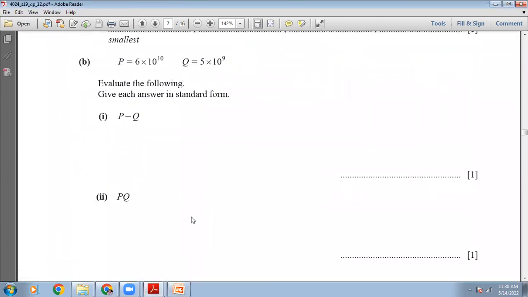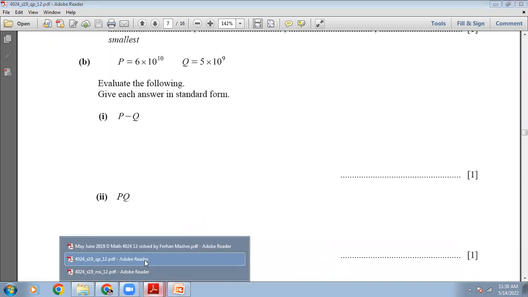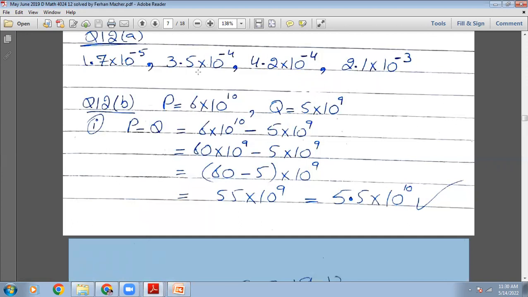question, and that is the B part. It's a very famous question. P is given, it's a number given in standard form. Q is also a number given in standard form. P is 6 x 10 to the power 10, and Q is 5 x 10 to the power 9. And you have to add or subtract them. Here they have asked you to subtract them. So I will try to make the exponent the same, and then I will take that exponent common. So let me show you my solution.